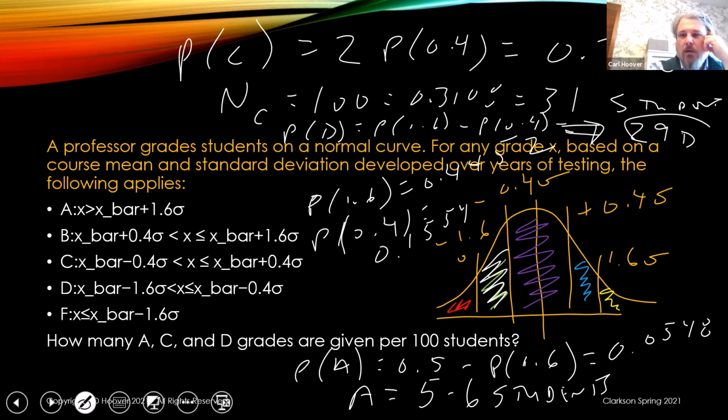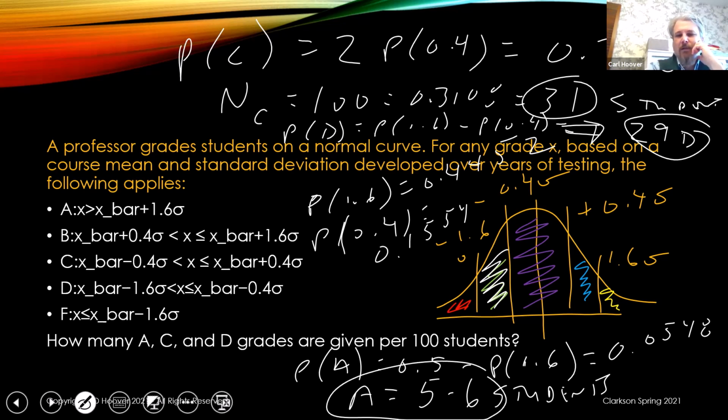29 Ds, 31 Cs, and then we had, let's call it, 6 students with an A. So messy slide, but that's the general idea for how to do a normal curve with these particular standard deviation bands for 100 students. Okay.